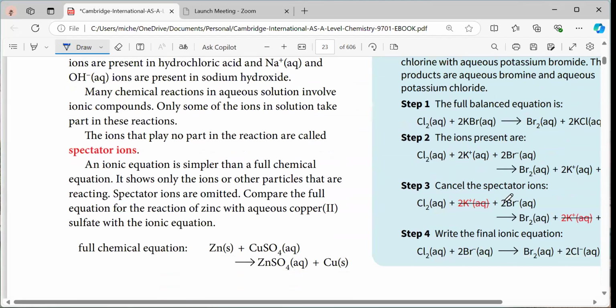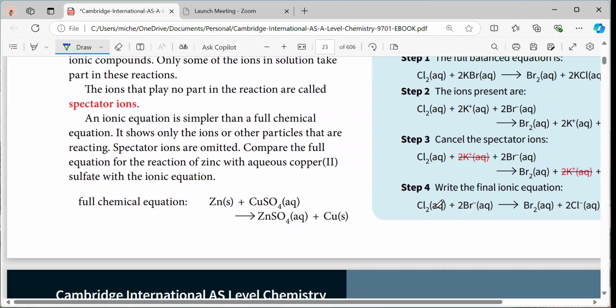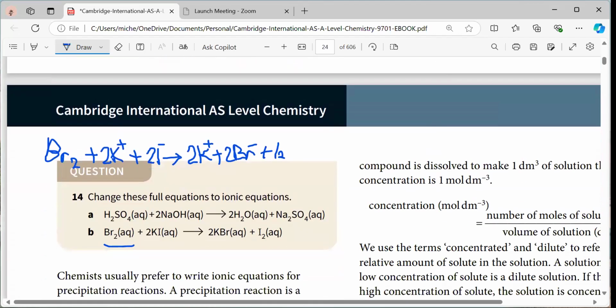So we're going to, okay, it's called the spectator ions. I kind of forgot the name of that. So we're going to cancel the spectator ions, meaning the ions that are present on both the left and the right side. Right here we see this bromine, no. The one that we call the spectator ion here is this potassium right here. So we can cross those two out.